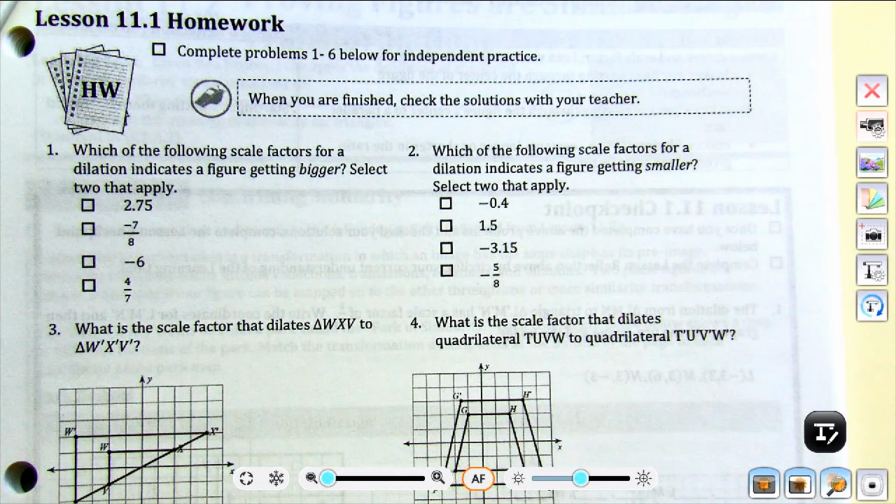Okay, and then I do want to mention, on the checkpoint, what you're going to be doing is plotting the points that they give you, and then using this scale factor to find the new points.